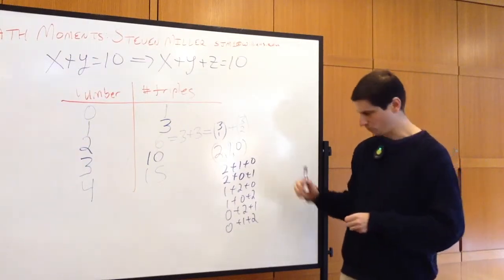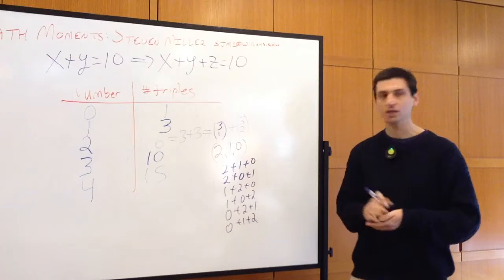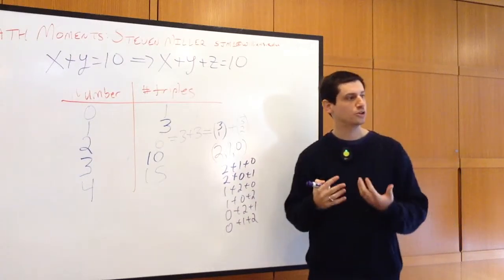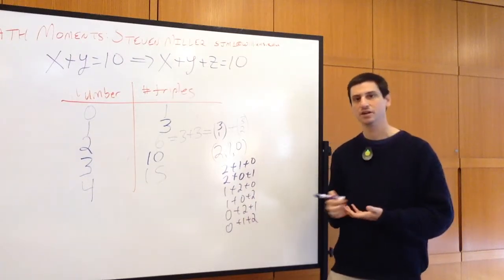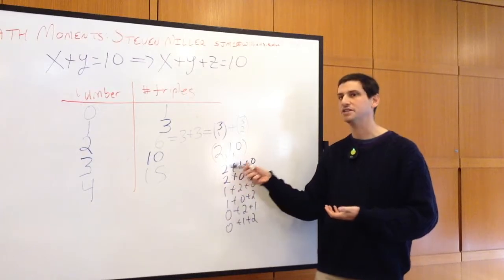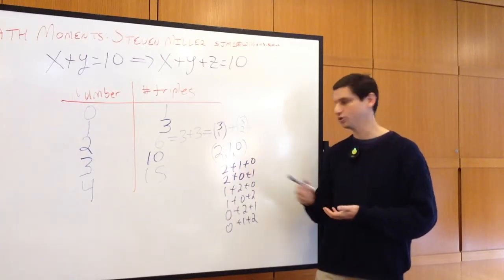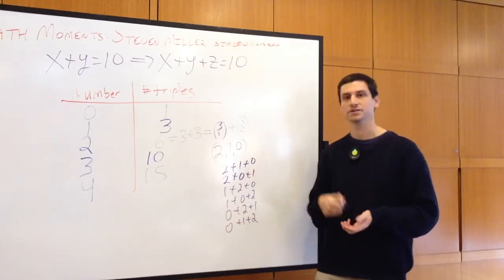And what you want to do when you do something like this is come up with a good methodical way to go through things without missing anything. So for instance, I'm starting with the highest and then going to the lowest. You could, of course, also start with the lowest and go to the highest.